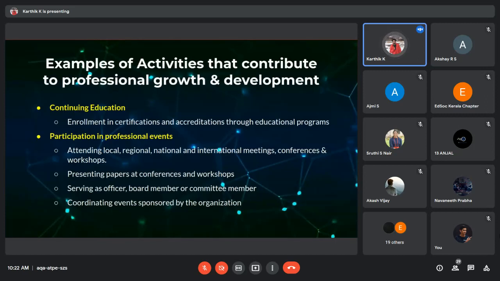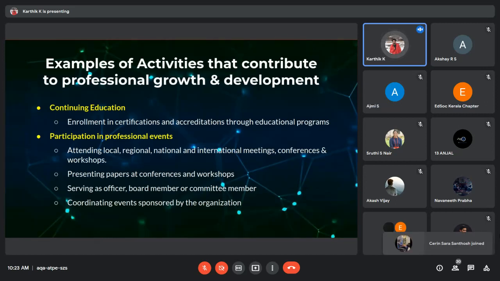If you're doing some certifications or accreditation courses, see that the program has some value. If that program has value and you are doing it, you are marking that as professional development in your portfolio. You are creating a portfolio with the help of IEEE or educations, and you are marking yourself there. So enrollment in certifications and accreditation courses through the educational programs can help you in professional development.